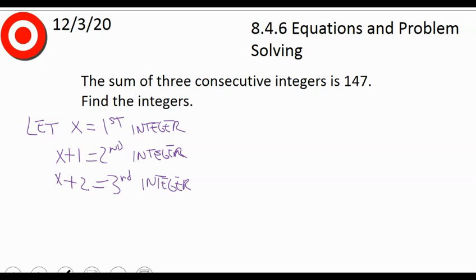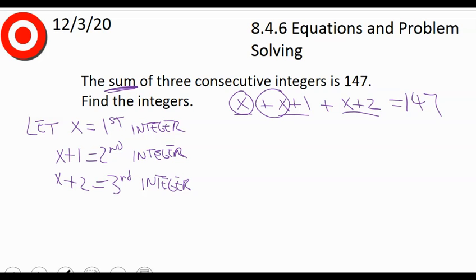And then let's go back to what it said. The sum of those integers, remember, sum means adding things up, equals 147. So what I can do is add this first integer plus this second integer plus the third integer, and they have to equal 147. Now this looks like a long equation, but it's really not. What I would do to solve this is combine my like terms. So I've got x plus x plus x, that's just 3x. I combine my numbers, 1 plus 2, that's just 3. And now you can see we have a much simpler equation to solve, just a two-step equation.